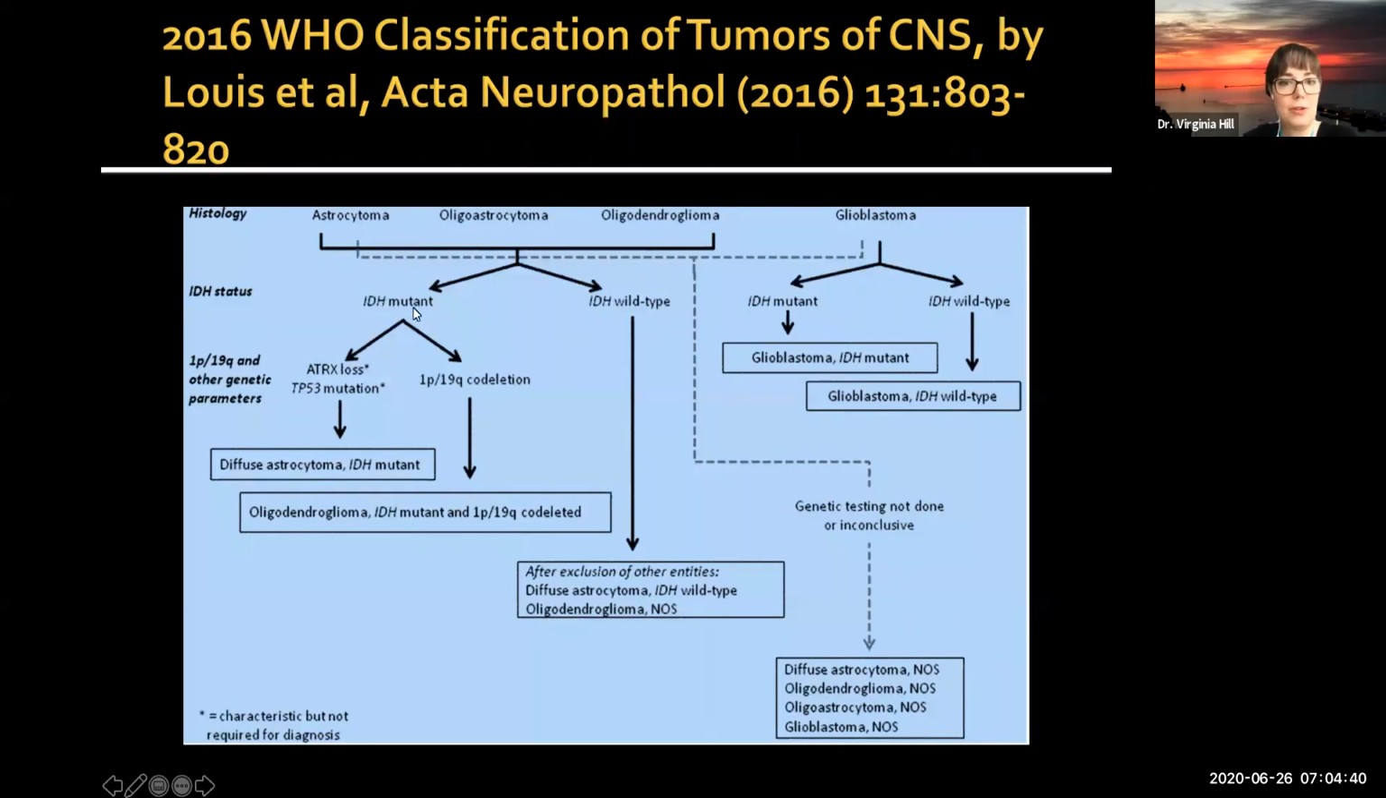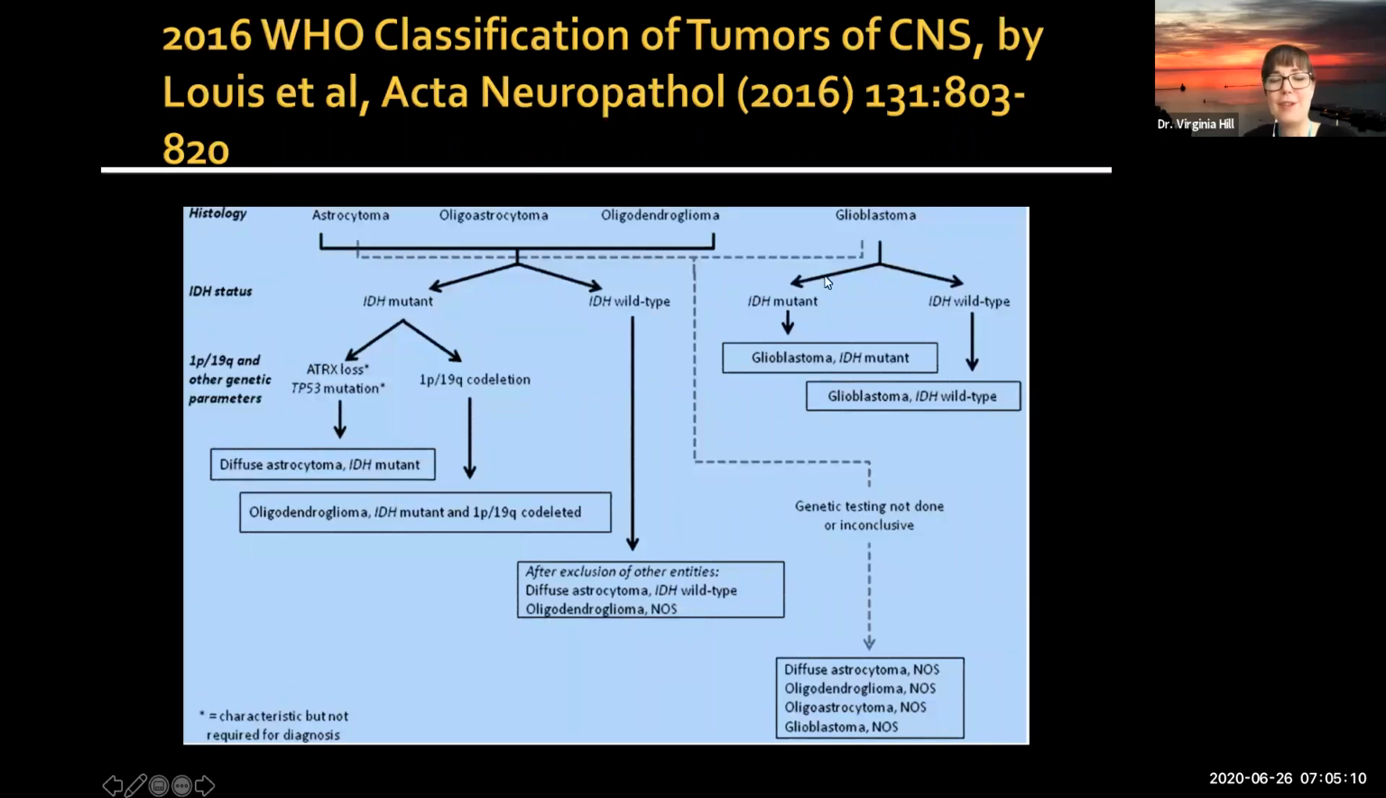So IDH mutant tumors, if they have ATRX loss, which we're also going to talk about, or TP53 mutation, are a diffuse astrocytoma, IDH mutant. If they are 1p19q co-deleted, they are an oligodendroglioma. And then IDH wild type tumors become diffuse astrocytomas, or used to be oligodendrogliomas, maybe now not quite so much, and we'll talk about that too. There have been some updates over the years.